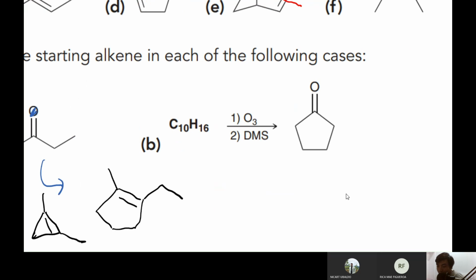Last one. Paano kaya to? C10H16. Tapos yan yung product. Pakiramdam ko may kulang dito sa molecule na to. Pag nilagay kasi yung CO2, okay, so pakiramdam ko kulang to ng isang... check ko lang.